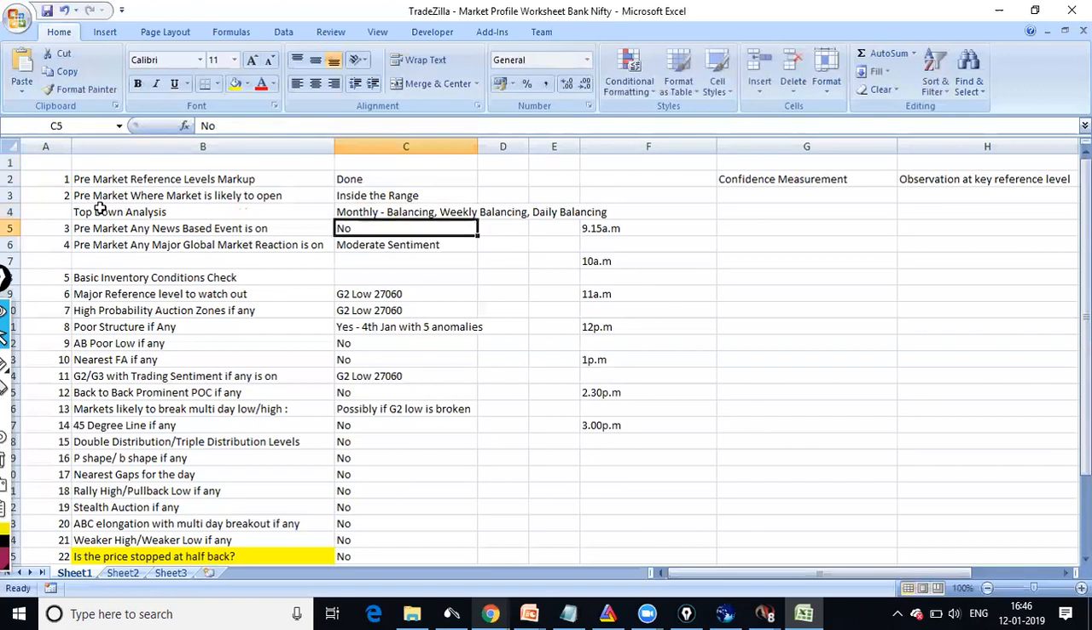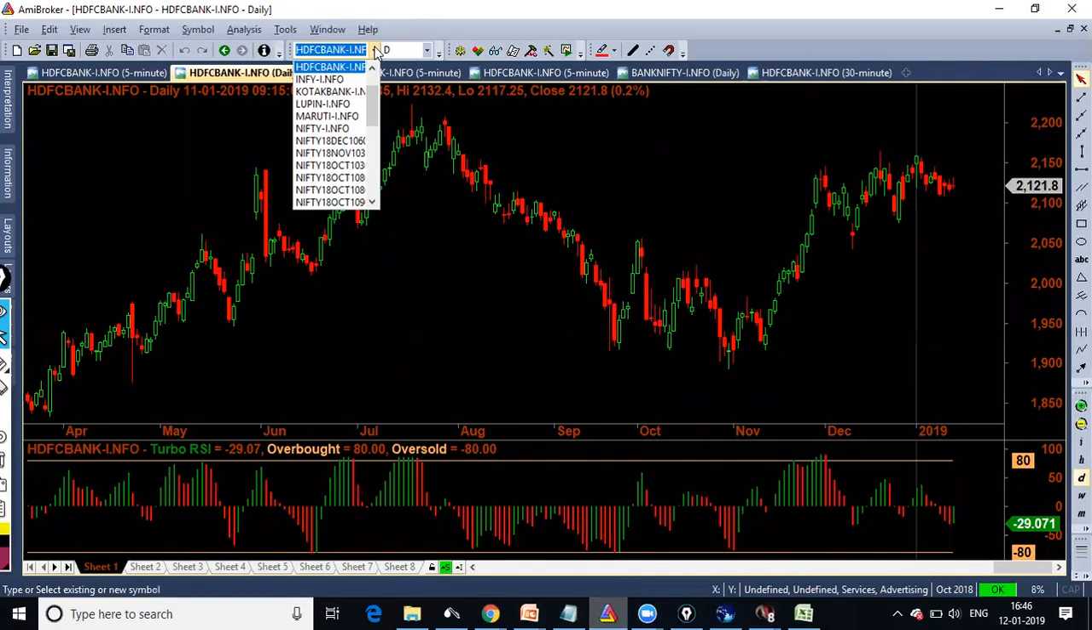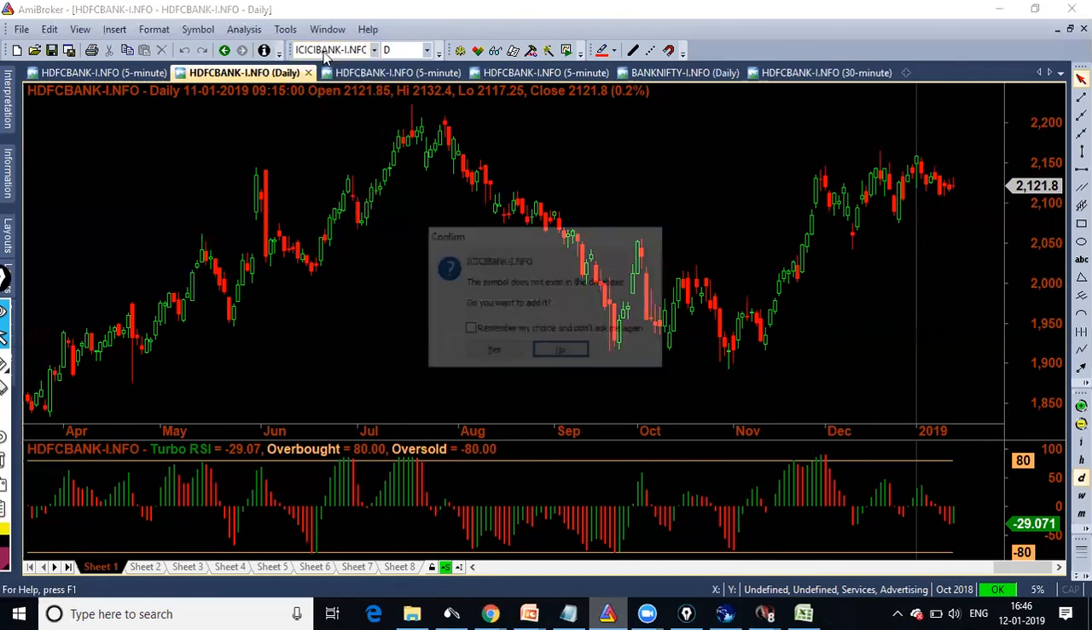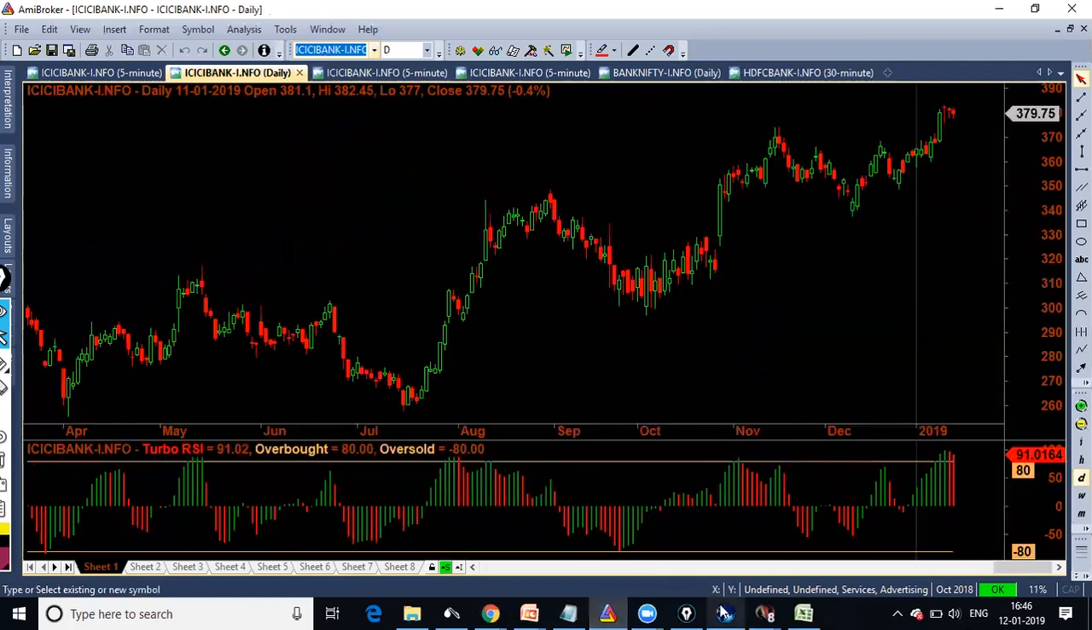We'll be looking at something like ICICI Bank. If you look at ICICI Bank on a monthly scale, something really interesting was happening. It broke a 2-month high, so I'll be monitoring the confidence at that 2-month high as well. Let me pull up ICICI Bank. I don't think it will get loaded.